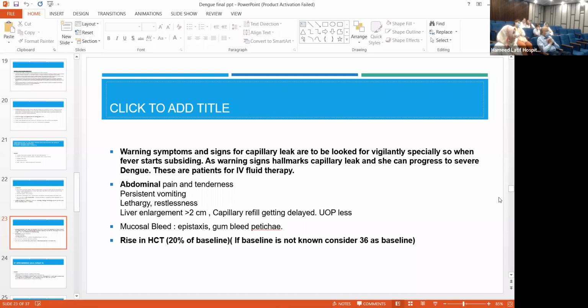The warning signs of capillary leak are to be looked for very vigilantly, and abdominal pain or tenderness should be very vigilantly watched because that can indicate internal bleeding or ulcer bleed. Rise in hematocrit if the baseline is not considered.